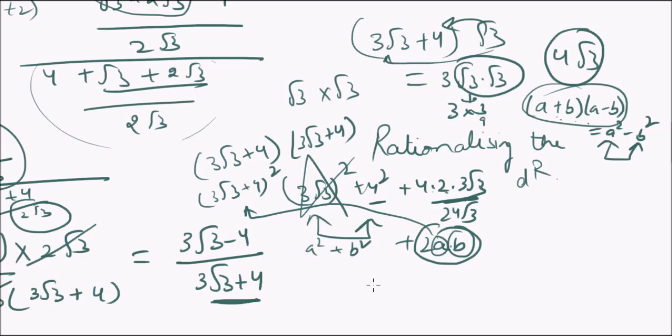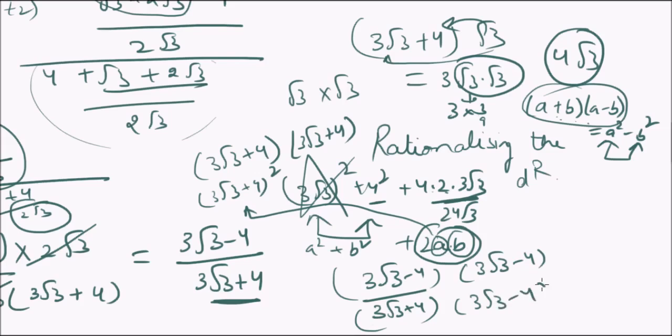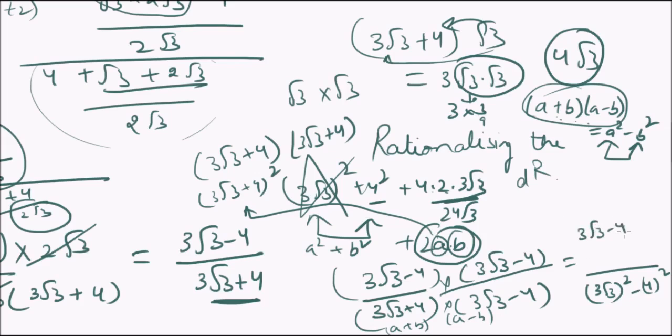That is, if we multiply both the numerator and denominator by 3 under root 3 minus 4, then it will become a plus b into a minus b. Now a plus b into a minus b is a square minus b square. So at the denominator we will have 3 under root 3 whole square minus 4 square, and at the numerator we will have 3 under root 3 minus 4 whole square.